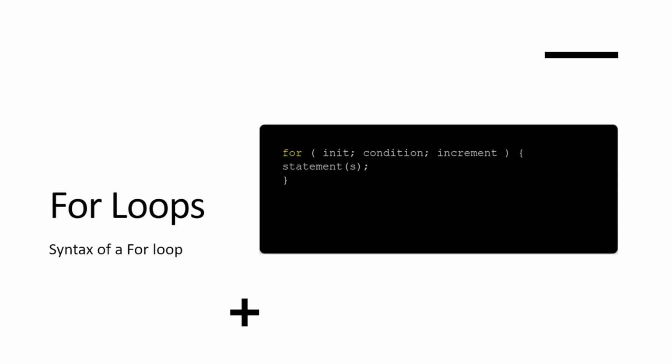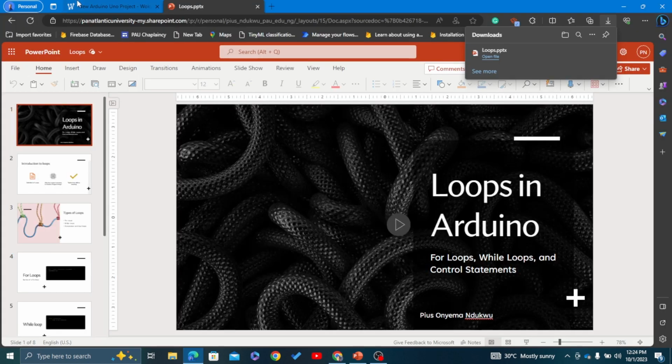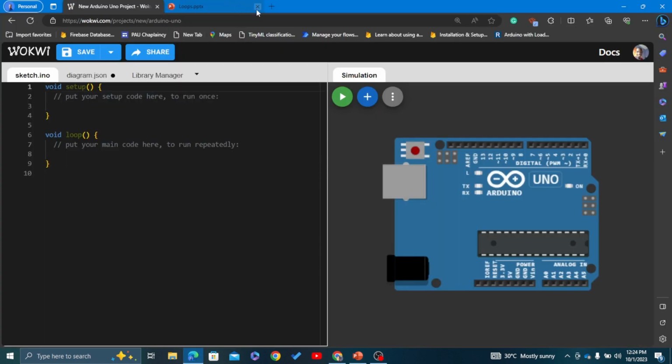So we're going to use the for loop to dim an LED. Remember in our previous video we used PWM to create patterns with the LED. Now we're going to slowly dim an LED using the for loop. So let's go to our Wokwi simulator. First let's begin our serial monitor, Serial.begin at 9600.